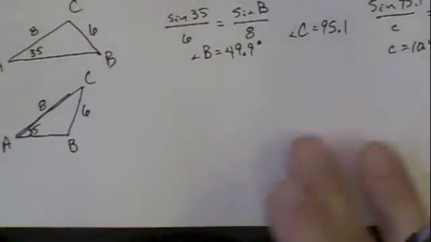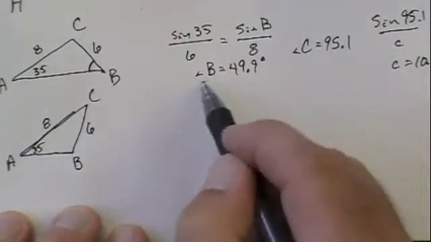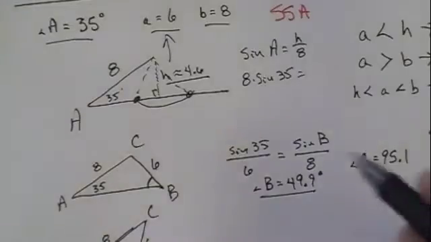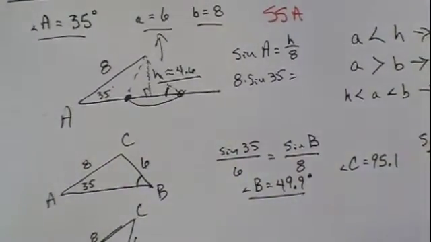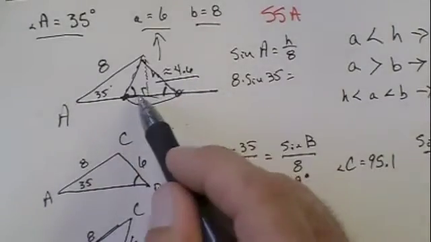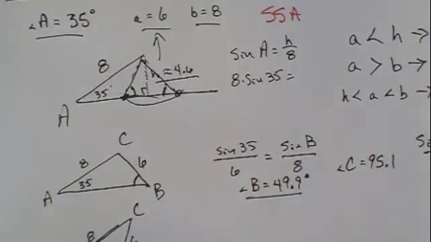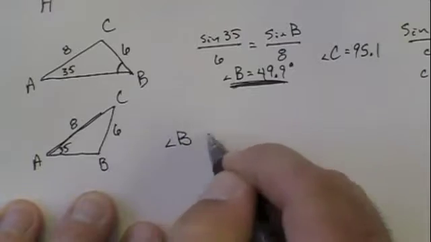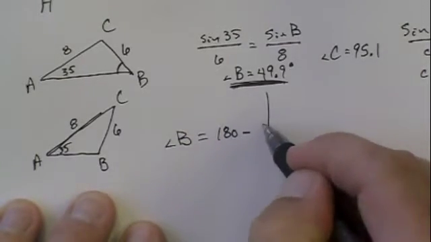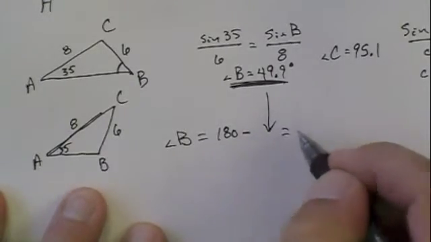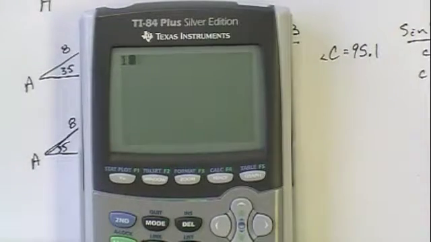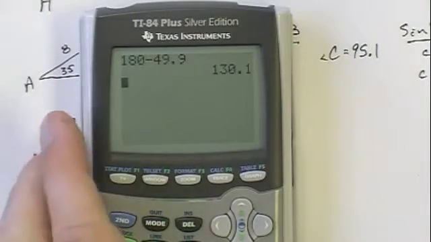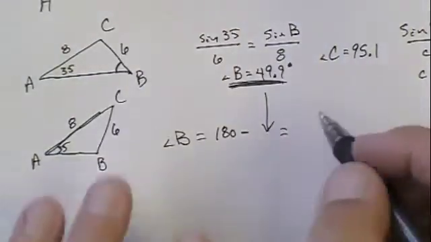Now back to our other possibility. Remember right back up here at the beginning when we swung that over, we're saying this angle is 49.9 degrees. If we swing that over, what we've basically made here is an isosceles triangle. So that means this angle here is also 49.9. So the other angle B is the supplement to the angle B we found right here. So in our second triangle, we take 180 minus the 49.9, and find that angle B is 130.1 degrees.